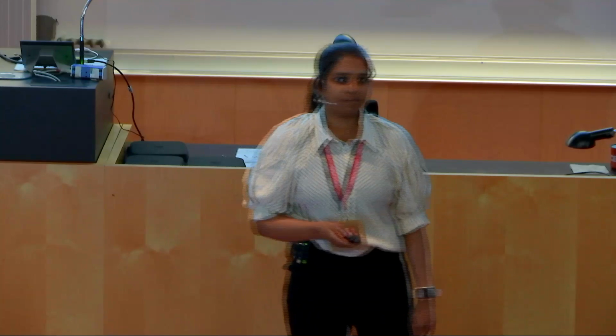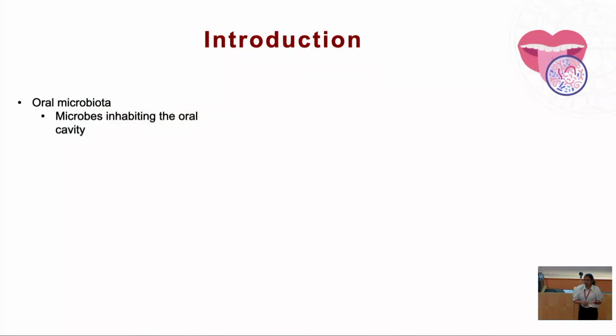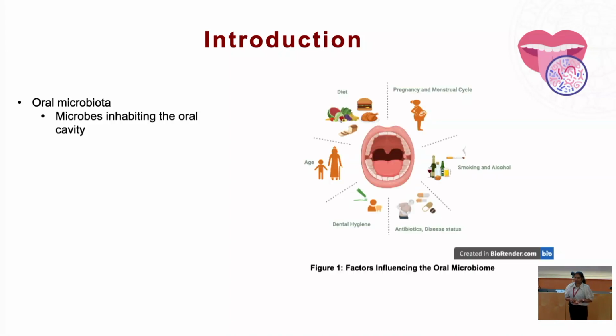Now I'm going to speak about the oral microbiome during pregnancy. So let's begin with the introduction to oral microbiota. It consists of microbes inhabiting the oral cavity, which makes it the second most complex ecosystem in the human body. The oral microbiome varies according to diet, dental hygiene, lifestyle choices such as smoking, and physiological changes such as pregnancy.